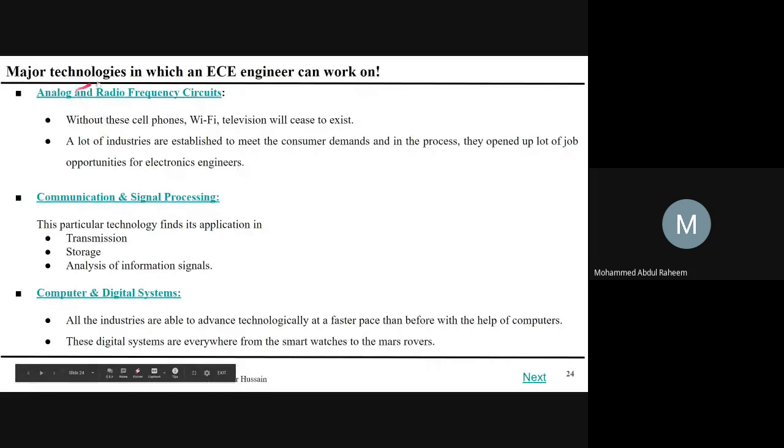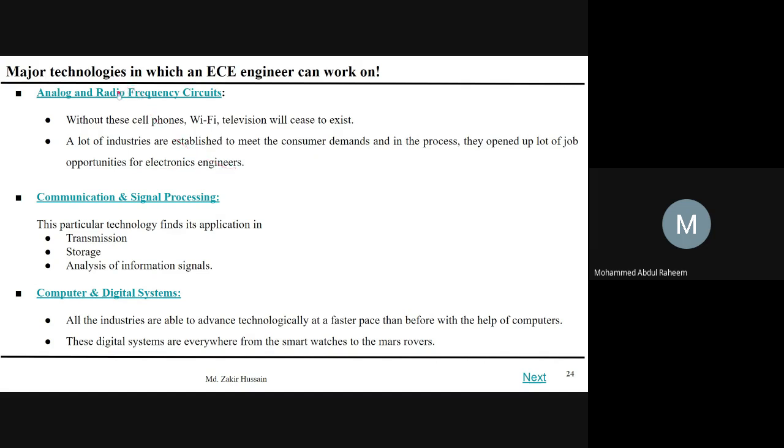You see here, major technologies in which an EC engineer can work: analog and radio frequency circuits. What happens if these analog and radio frequency circuits are not there? Without these, cell phones, Wi-Fi, and television will cease to exist. None of this would come into existence. A lot of industries are established to meet consumer demands, and in the process, they opened up a lot of job opportunities for electronics engineers.